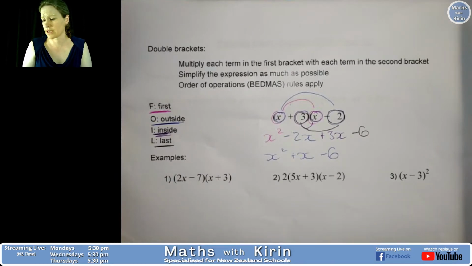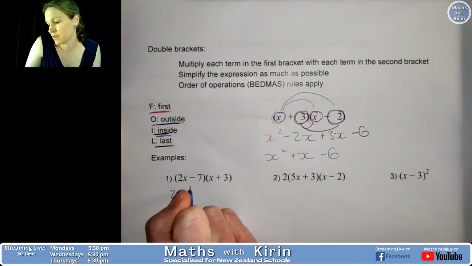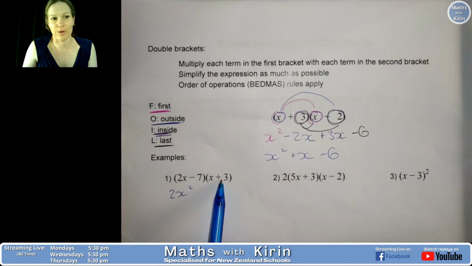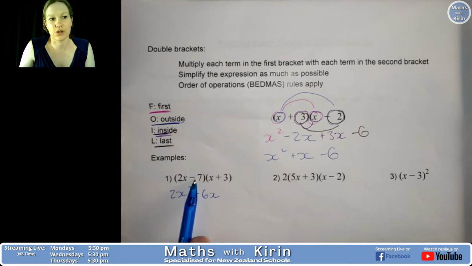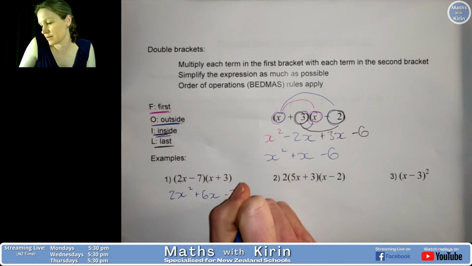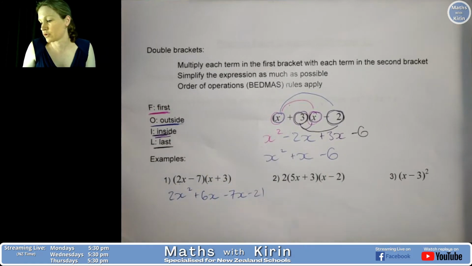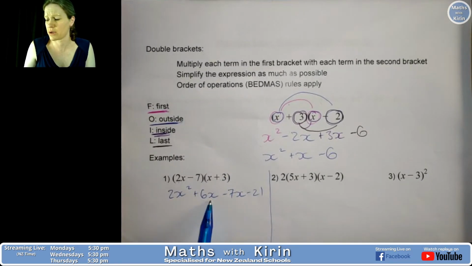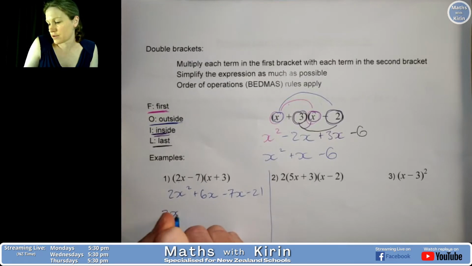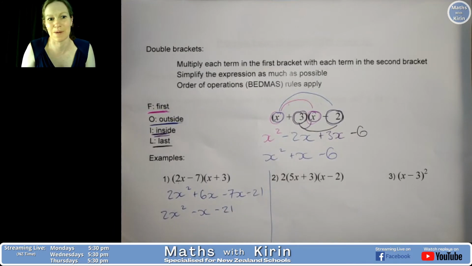So if we go through these three examples, this one pretty similar. We just need to remember that we've got a 2x here. So we're multiplying through by 2x. 2x times x is 2x squared. 2x times 3 for our outside terms is plus 6x. Our inside terms, negative 7 times x. And then our last terms, negative 7 times 3 is negative 21. I'll just draw a line there to keep it separate. And then our like terms in the middle, 6x minus 7x. So we've got 2x squared minus x minus 21.